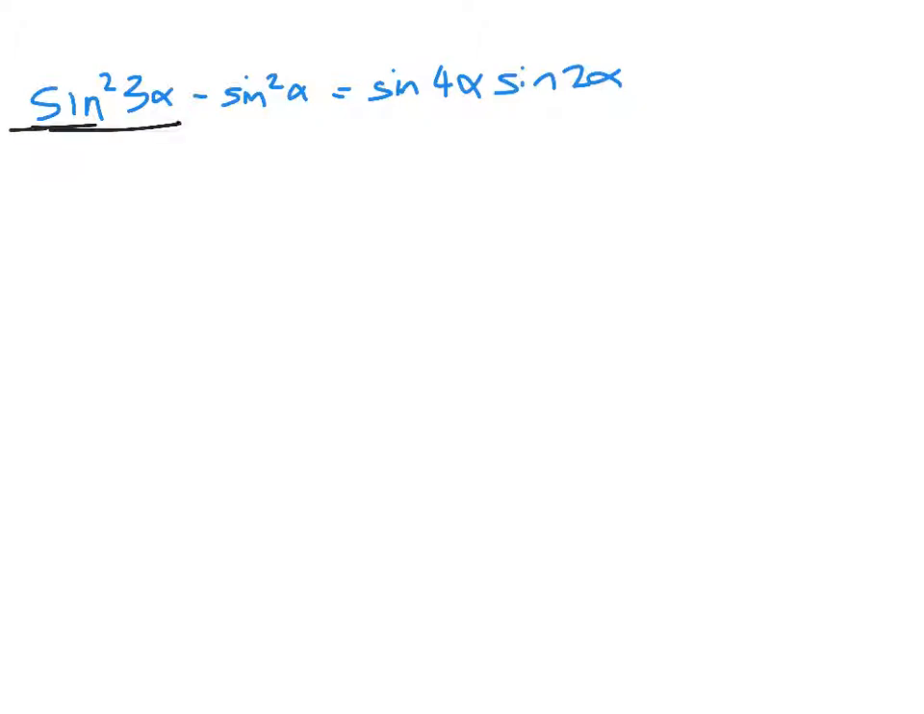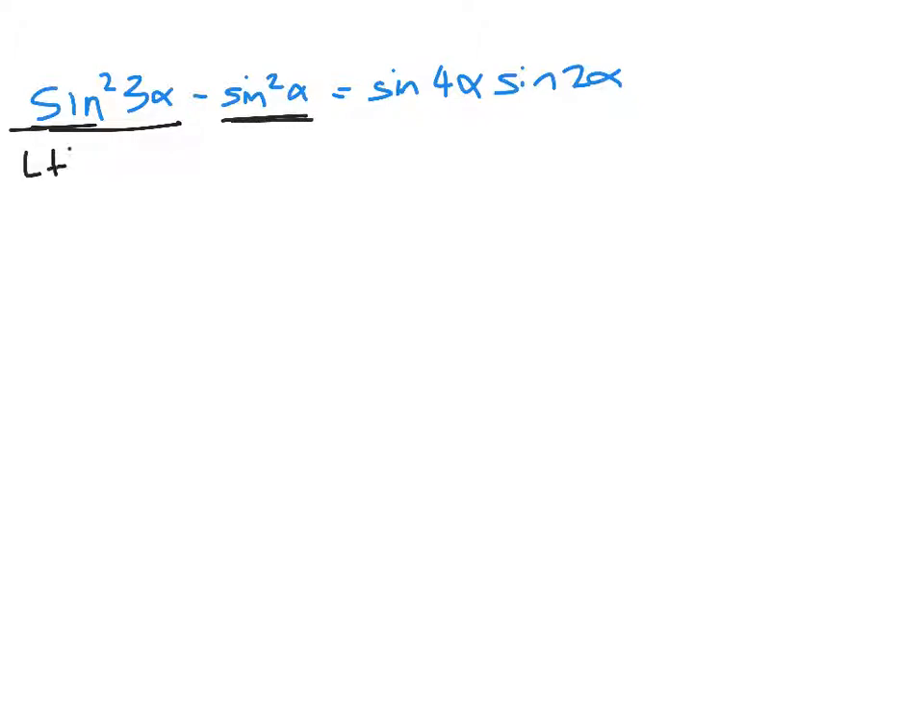Okay, we're asked to prove this statement. Sine squared 3 alpha minus sine squared alpha equals sine of 4 alpha times sine of 2 alpha. So there's probably lots of different ways to do this, but I like to use the difference of two squares when I spot it, and this is a nice example of it. So we've got a squared thing here, and we've got a square thing here.